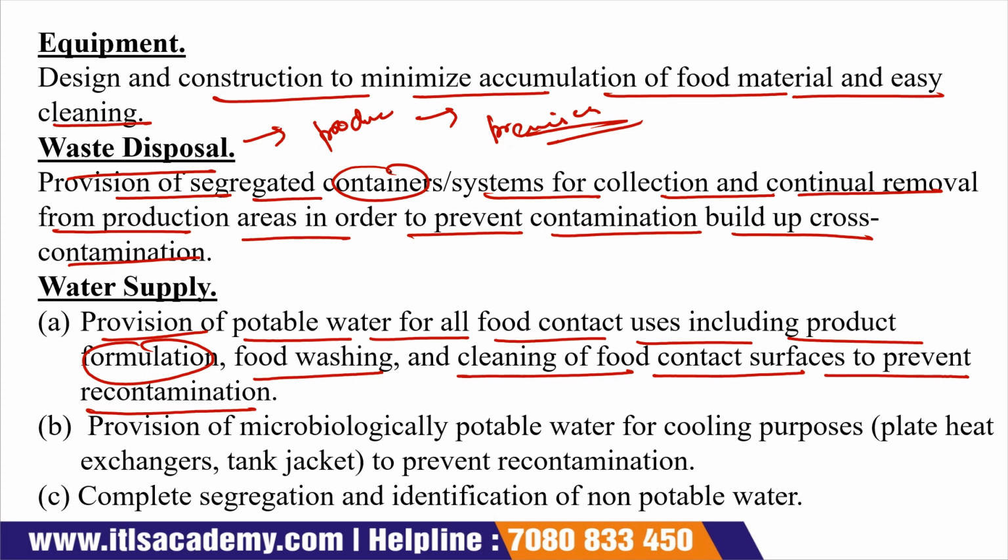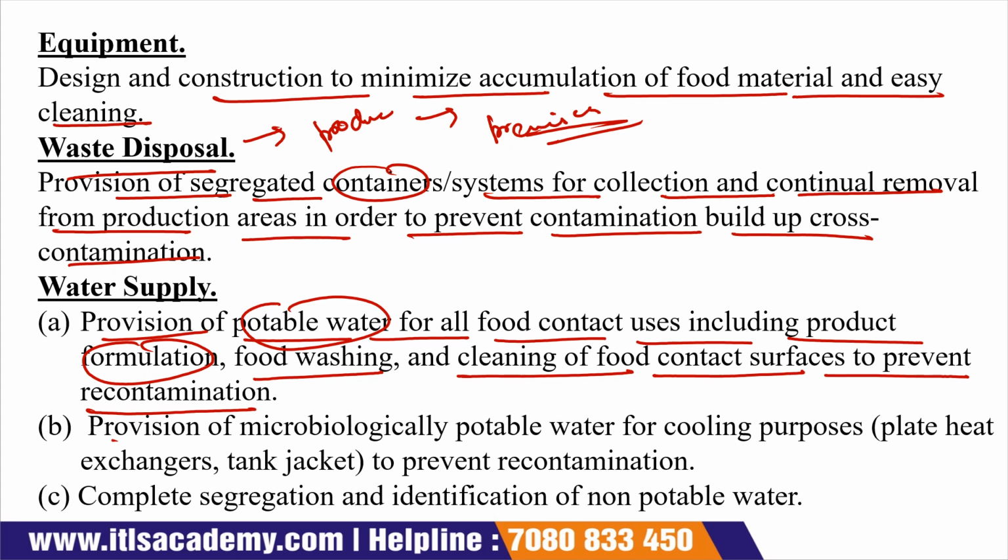Okay, in water supply, the first point is related to potable water. This potable water should be used for all types of food contact surfaces, either for product formulation, food washing, or cleaning of the food contact surface area. Each and everything which is related to food contact, in those areas we have to use potable water, so that it will prevent recontamination.